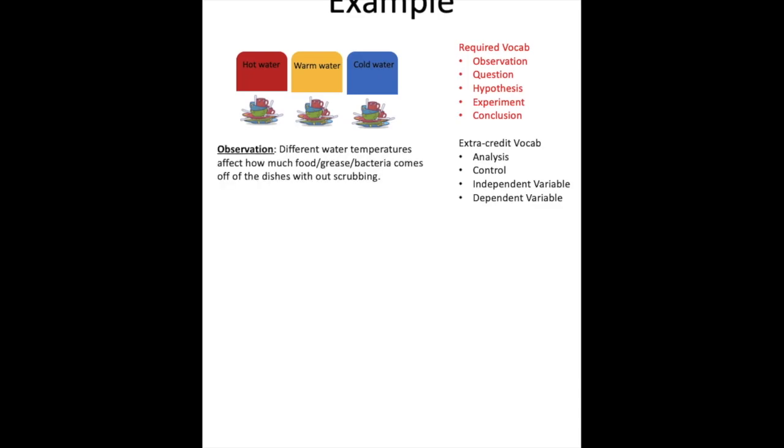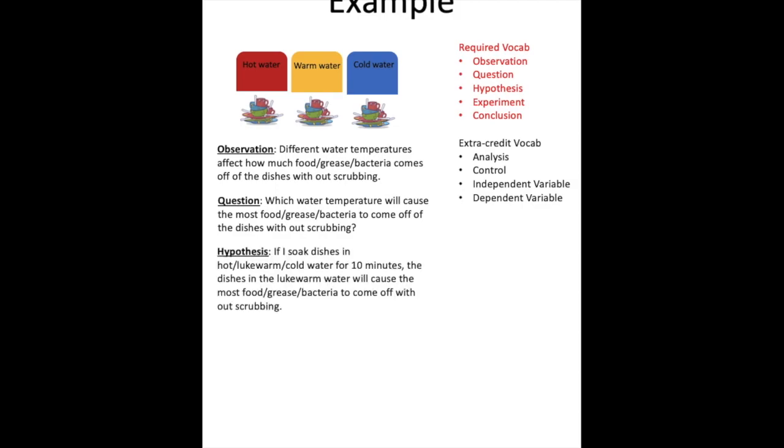I observe different water temperatures affect how food, grease, and bacteria come off of dishes without scrubbing. So in other words, I put 5 dishes in the hot water and I've noticed the food, grease, and bacteria is coming off. I do it with the warm water, do it with the cold water, and what I am wondering is which temperature will cause the most food, grease, and bacteria to come off without scrubbing. So I literally put them in there for 10 minutes, I drain the water, and I look. I don't scrub, I don't help out in any way.